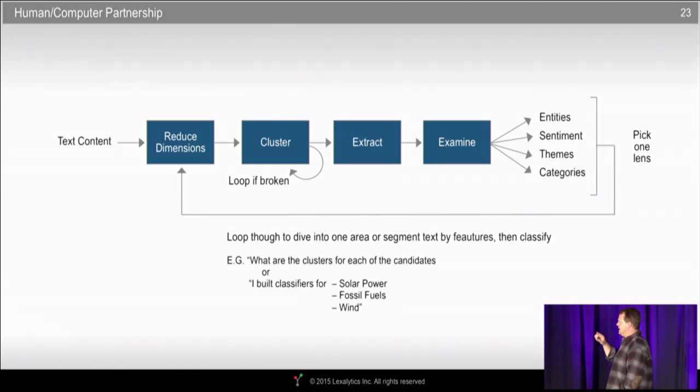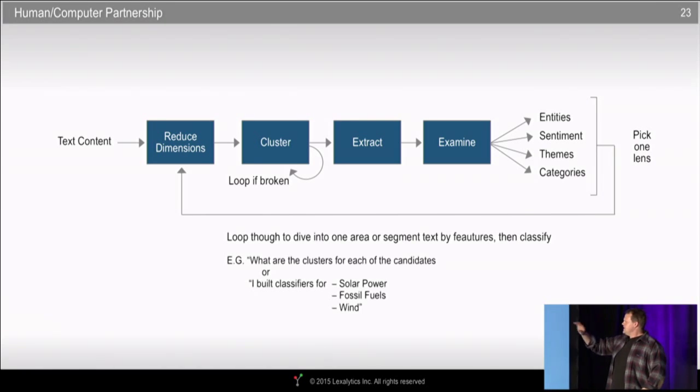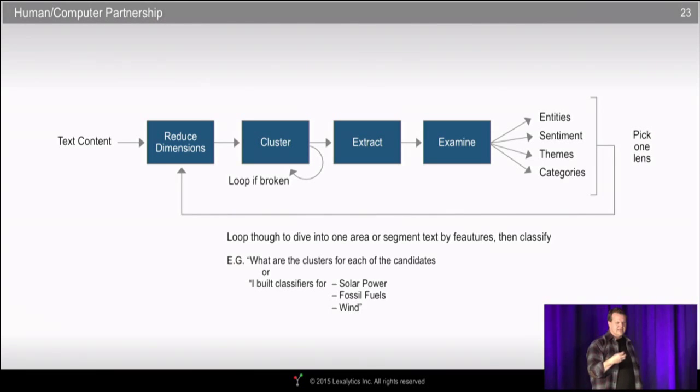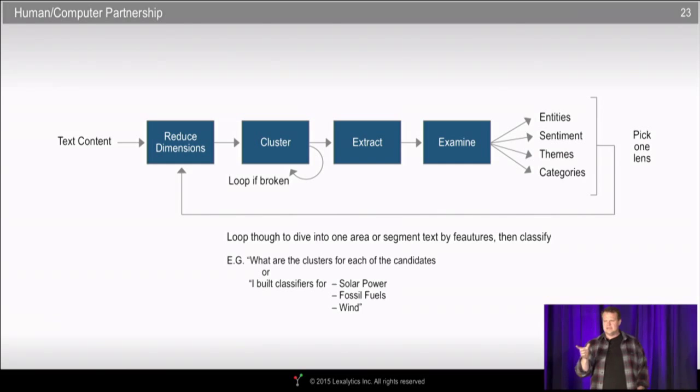And this is an interesting process that we're going to spend more time working on, which is: you take your text, you reduce the dimensions, you cluster it, and loop that process if it's broken until you get reasonable clusters. Extract, examine. When you examine the text in it, pick a lens and say, okay, I want to look at this content through the lens of this particular entity, say Hillary Clinton.